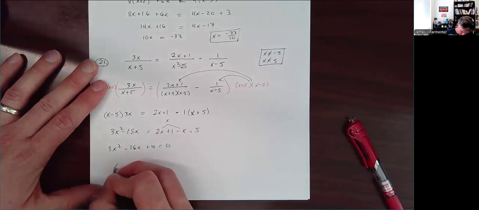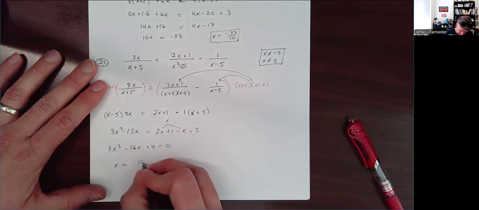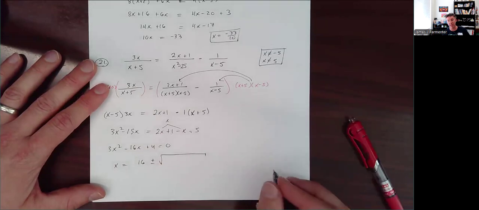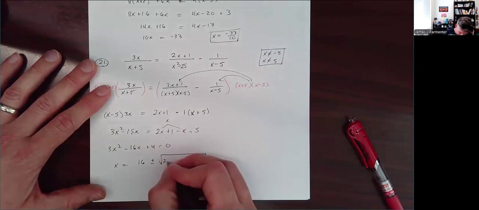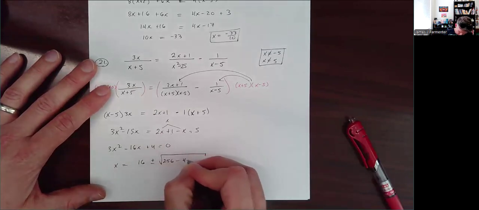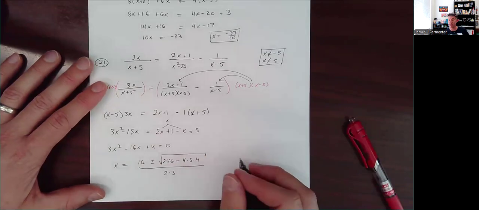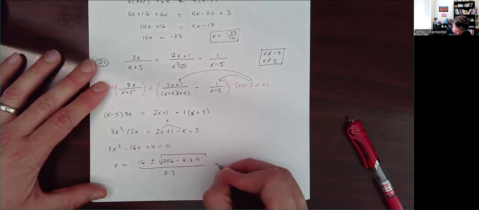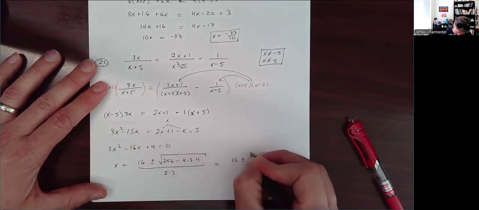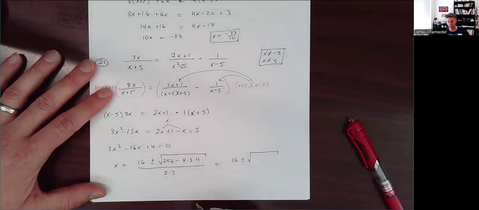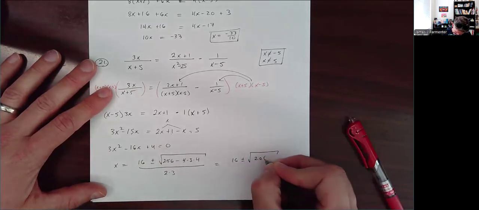So my solution would be x equal to -16 plus or minus the square root of -16 squared, which is kind of gross. It's 256 minus 4 times 3 times 4 all over 2 times 3. Yeah, not my best work ever. This is going to be 16 plus or minus the square root of 4 times 3 times 4 is, let's see, 12 times 4 is 48. 256 minus 48 is 208, so it's the square root of 208.